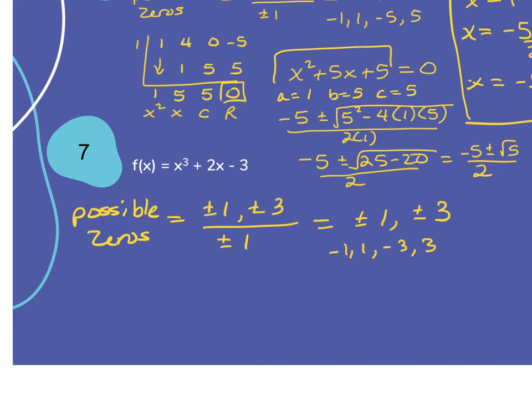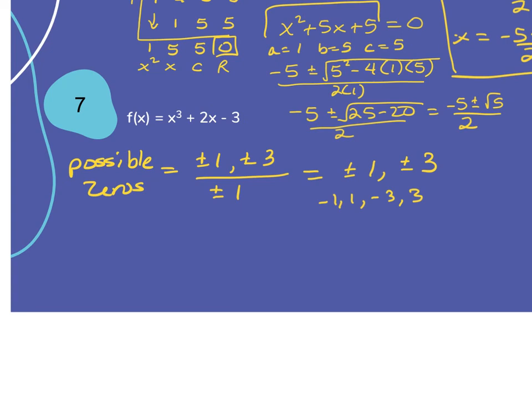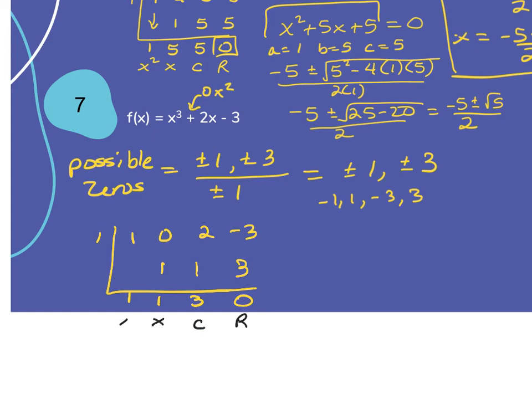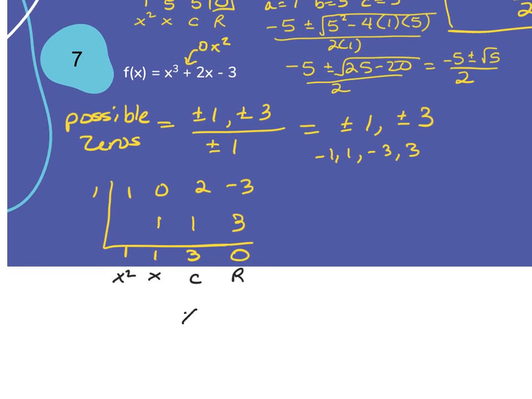So let me go ahead and key this in, or actually I'm going to do synthetic division, and I'm going to use positive 1 to try to divide to see if it's a solution. Also realize that you're missing the x squared term, so don't forget to hold the place with a 0. So it's 1, 0, 2, negative 3. Bring down the 1, multiply, add the column, multiply, add the column, multiply, add the column. So my equation now, remainder, constant, x squared. So now I have x squared plus x plus 3 equals 0. And again, you can see that this cannot be factored.